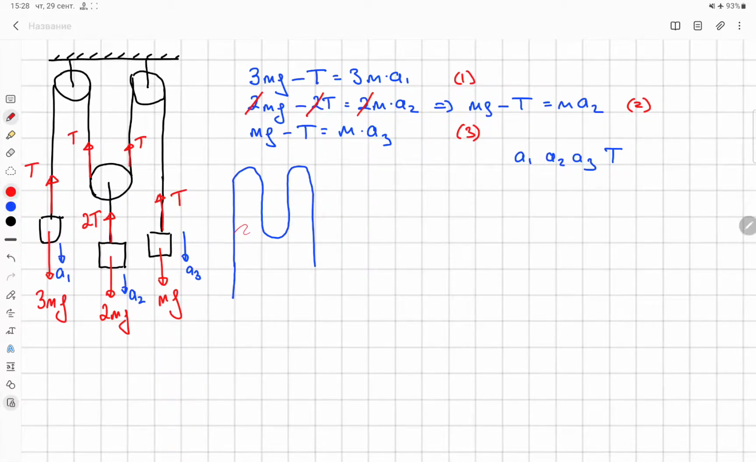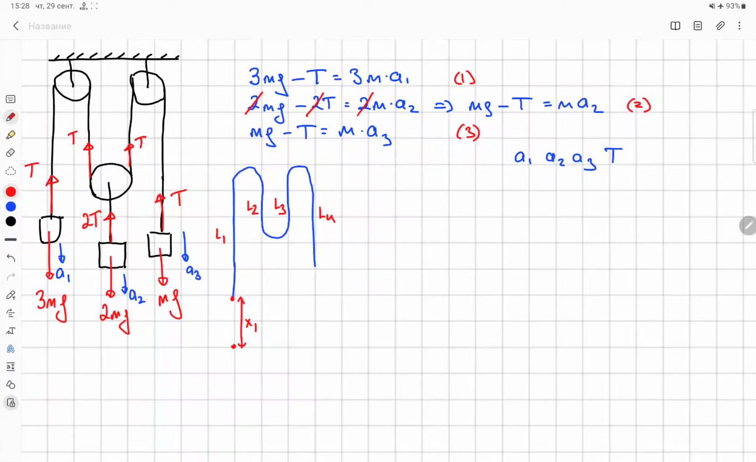The length of the rope string at the left side, let me denote as L1, here L2, here L3, and at the right side, let it be L4. At the beginning, after some time, the system begins to move and the position of the rope will be different. Let me assume the left side of the rope moves downward a distance x1.